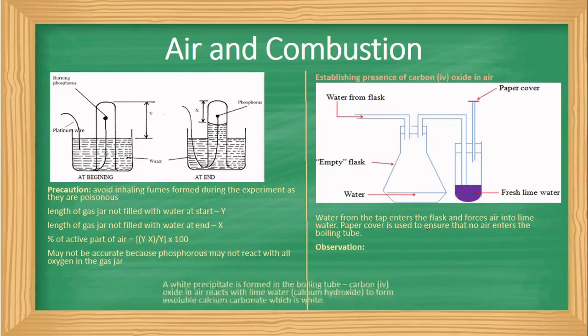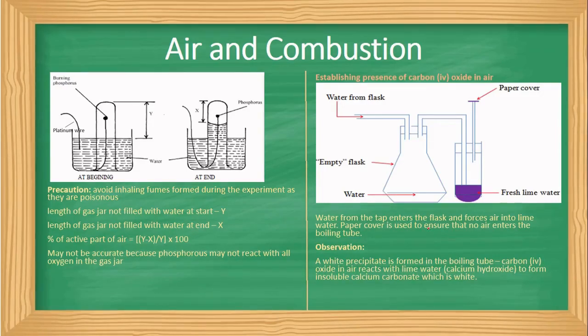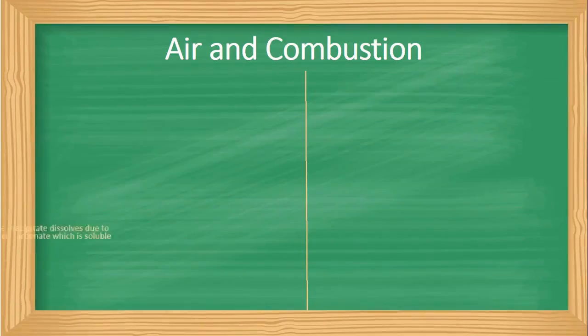Now, after some time, you find that a white precipitate will be formed in the boiling tube. This is because the carbon 4 oxide from air that is coming from the flask will react with lime water. Lime water is calcium hydroxide, to form the insoluble calcium carbonate, which is white. That's why a white precipitate will be formed. So the reaction is carbon 4 oxide plus calcium hydroxide to form calcium carbonate and water.